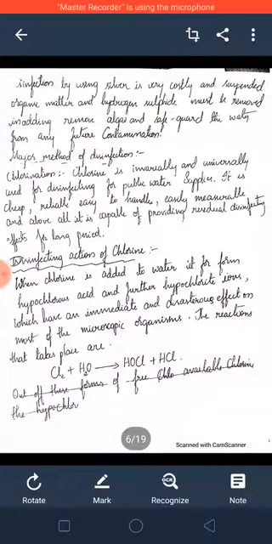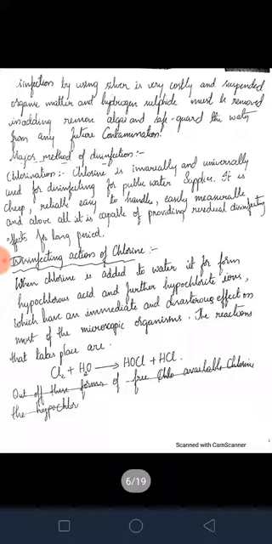Next method is disinfection with chlorine. Adding some quantity of bleaching powder to the water is nothing but chlorination.